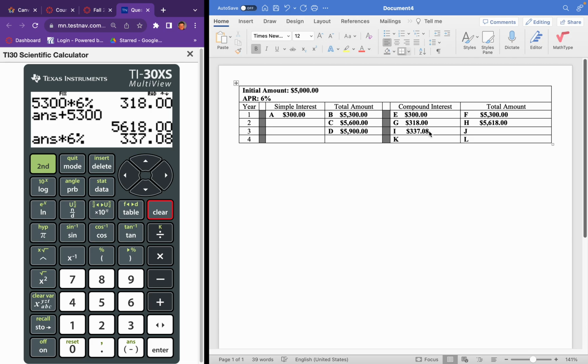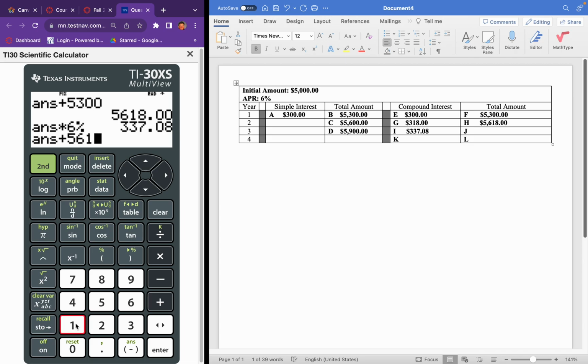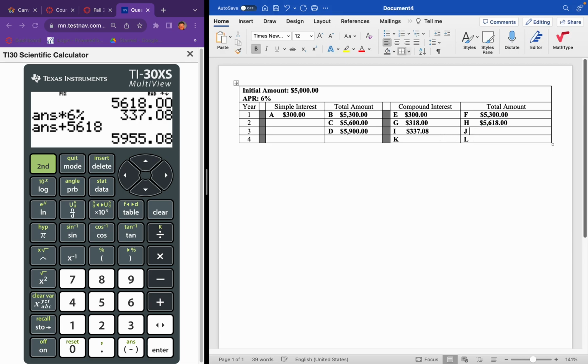So now we're going to take that $337.08 and add it to the amount of money that was in the account last year. So we're going to go plus 5618. And I usually like to look up here because the number's closer than looking over here. Okay, just my eyes moving from here to here, I'll make a mistake. But my eyes moving from here to here, I'll get that right. So that's going to be $5,955.08.